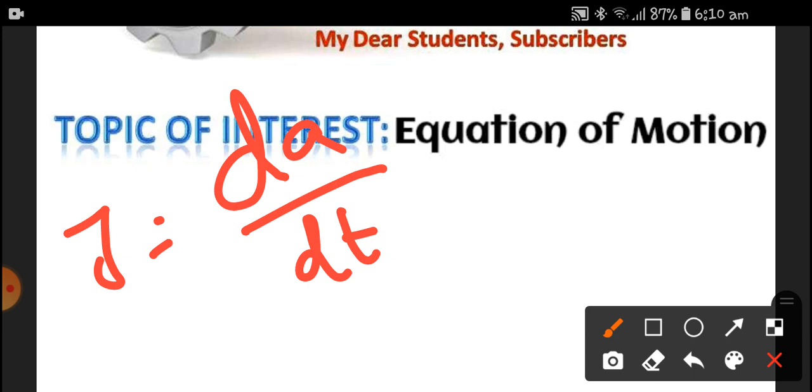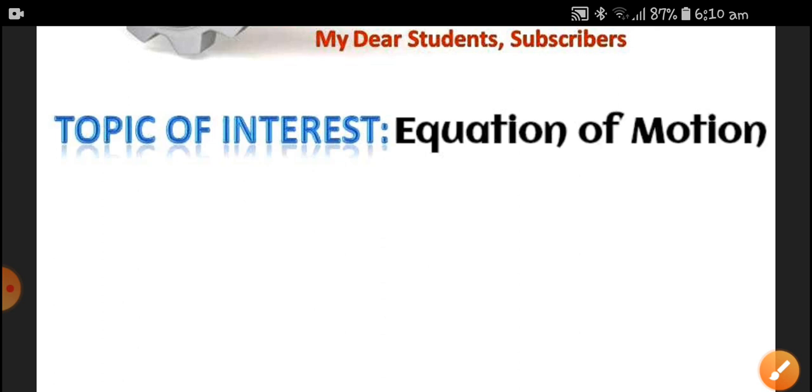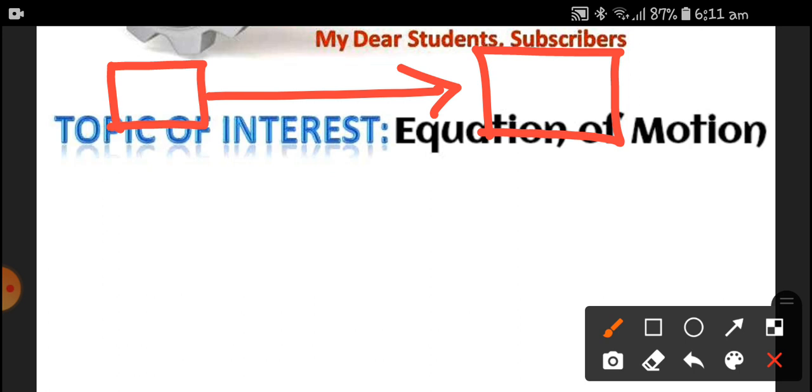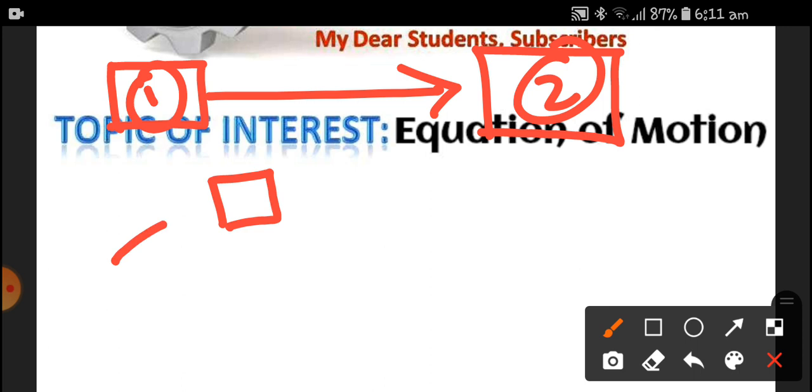Here we have three different types of motion. One is translation, which takes place linearly. This is a body, and this body moves in a linear direction. So this is position 1, this is position 2. If the body is moving in a linear direction, then it is said to be a linear motion. If a body rotates about a center point, this is called a rotation motion.